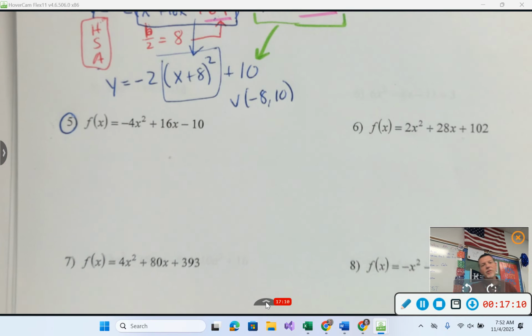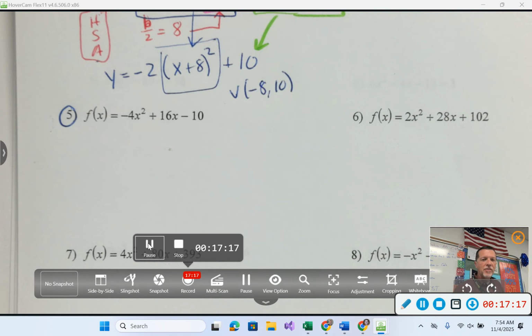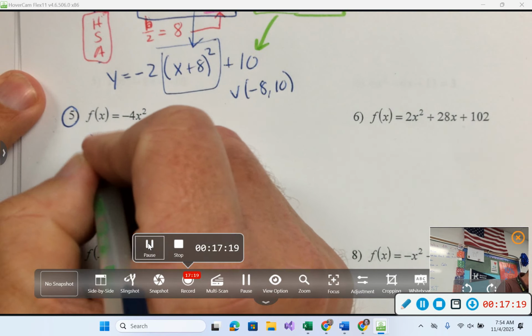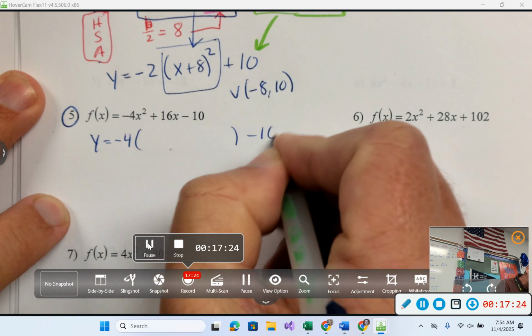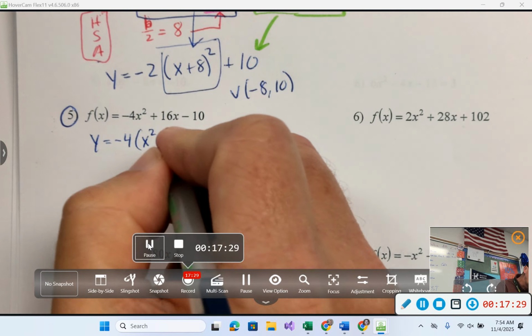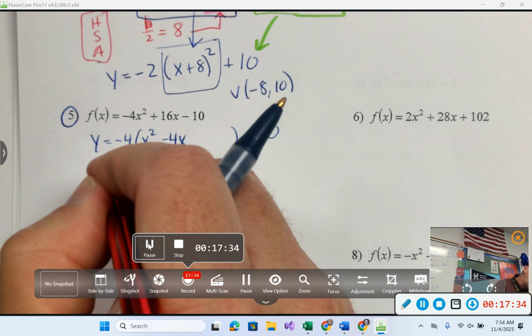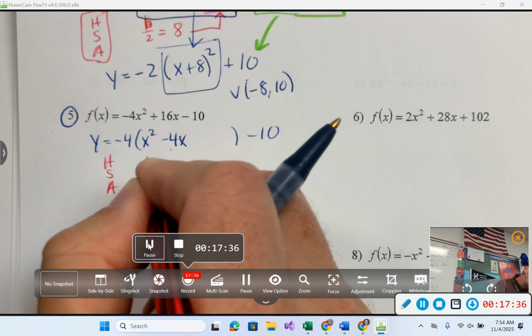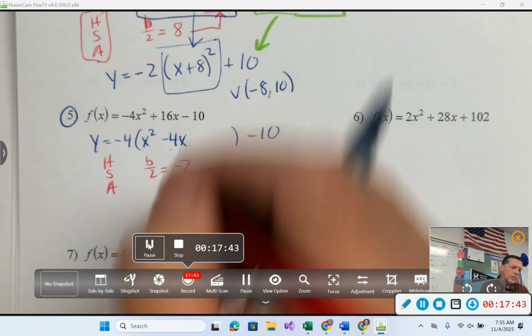Try number 5. So factor out the negative 4, move the negative 10 over. So we don't like the negative 4. Maybe I move that 10 out of the way first. Factor out negative 4. That gives me x squared minus 4x. Now I'm ready to half it, square it, add it. So b over 2 is negative 2. Half it. Square it, I get 4. Add it, I get plus 4.